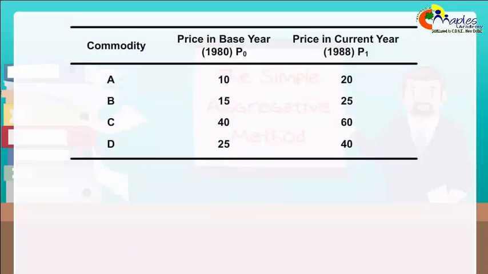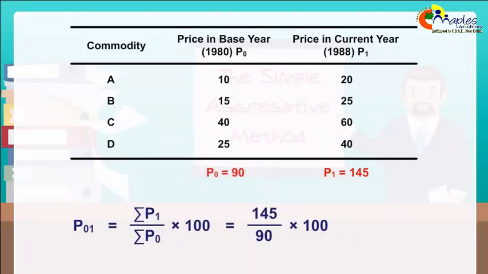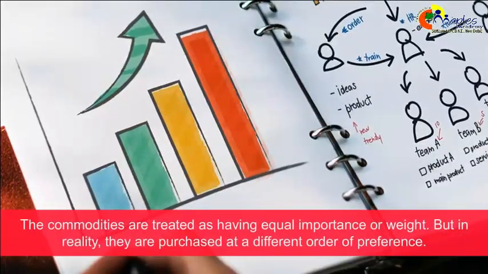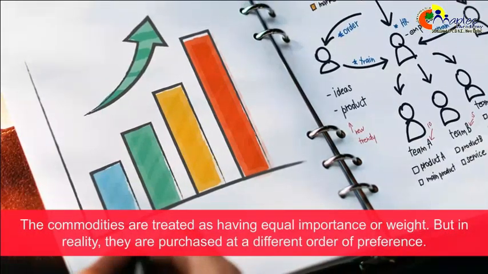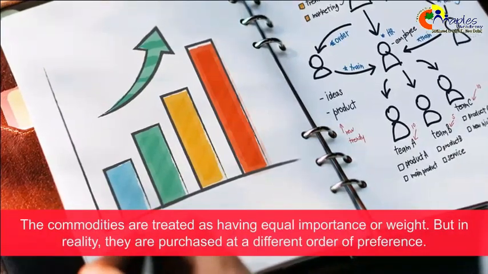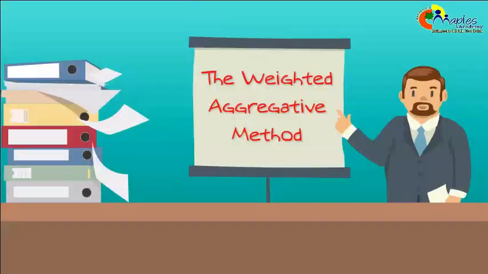In the example given here, P1 is 145 while P0 is 90. Using the formula, we get P01, which is equal to 161.11. This shows that the prices have risen by 61.11%. The commodities are treated as having equal importance or weight, but in reality, they are purchased in a different order of preference.